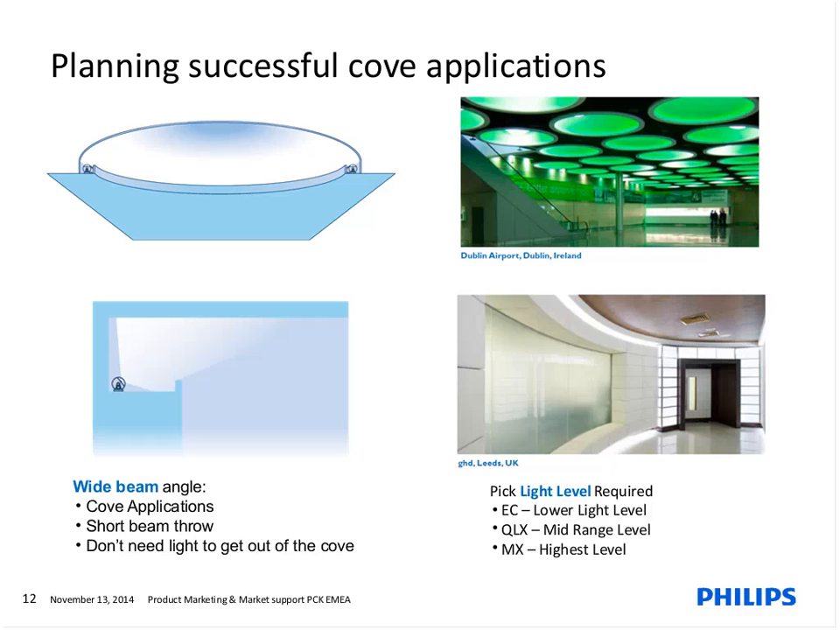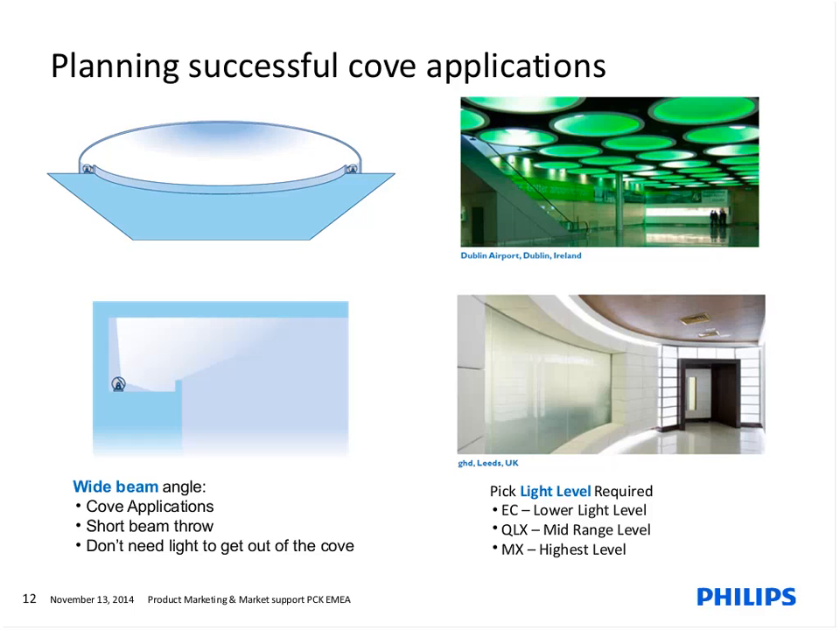So if you don't need the light to get out of the cove, or you need the short beam throw, you can go with the wide beam, but you also need to understand which light level you need, because we have three different light levels. It's Cove EC, Cove QLX, and Cove MX. The lower light level is the EC, QLX is the mid-range, and MX is the highest one.